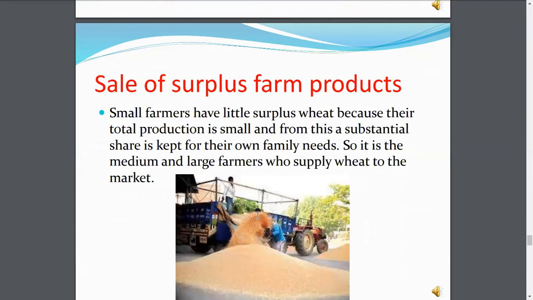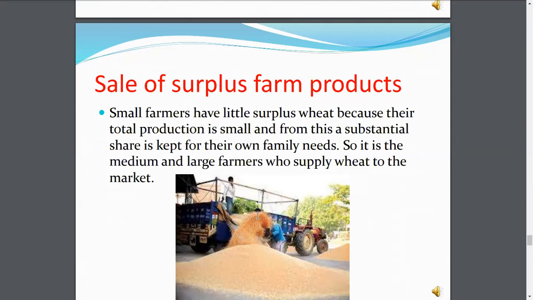See here now, this slide is showing the sale of surplus farm products. Whatever surplus comes in the farm product, how is the sale done? We can tell that in two types. Small farmers use a substantial share for family needs, and the large and medium farmers sell in the market. As small farmers, I have seen earlier, have only 2 hectares or less than 2 hectares of farm. So whatever they are growing in it, sometimes it is only for their substantial use. But the large and the medium farmers sometimes get surplus, and that surplus production always goes to the market for sale.